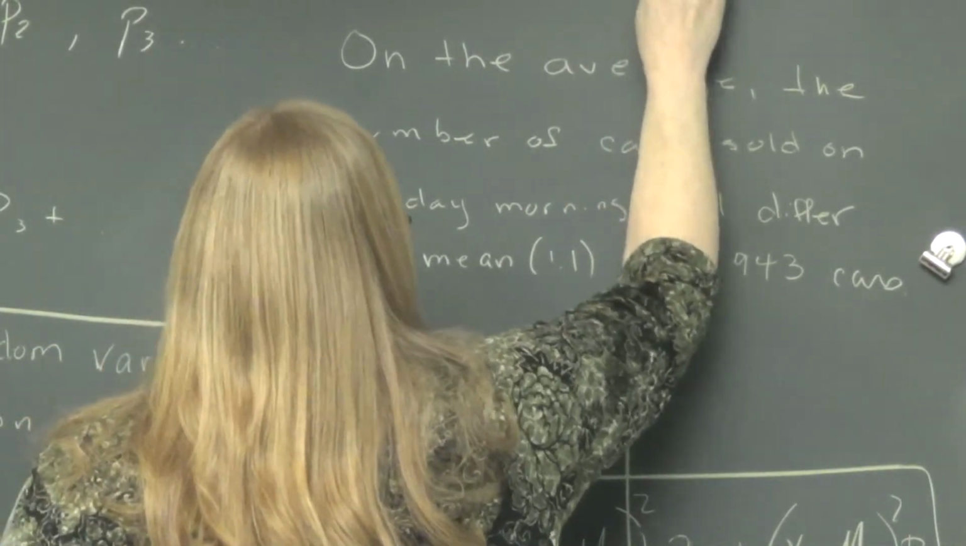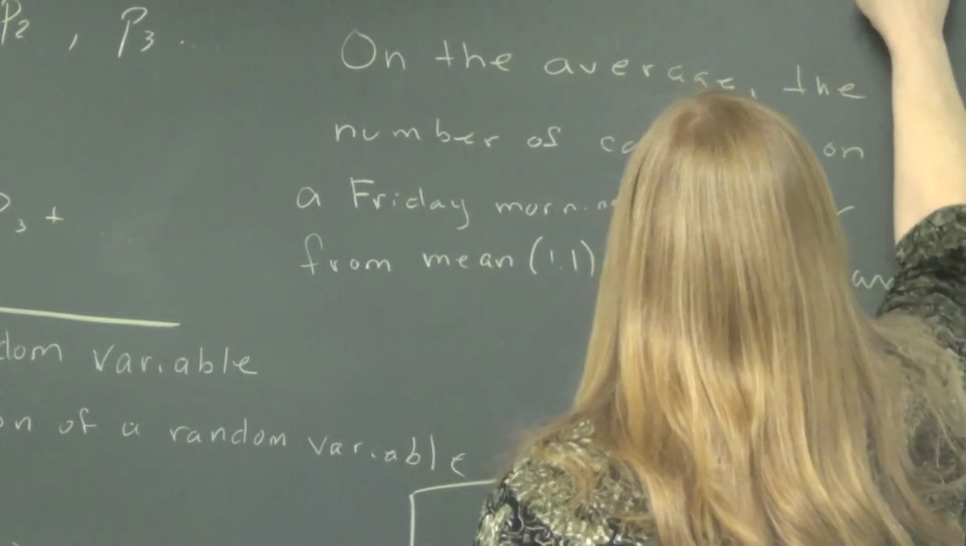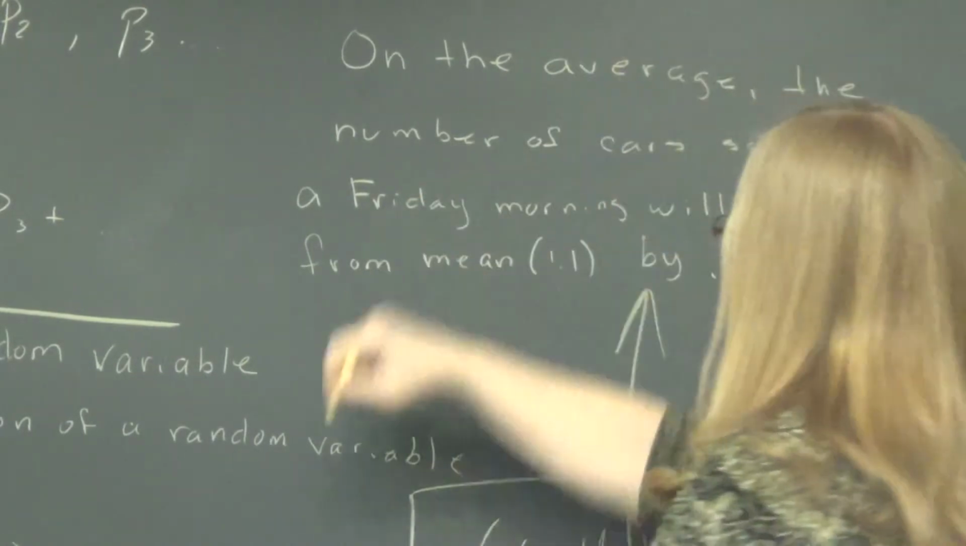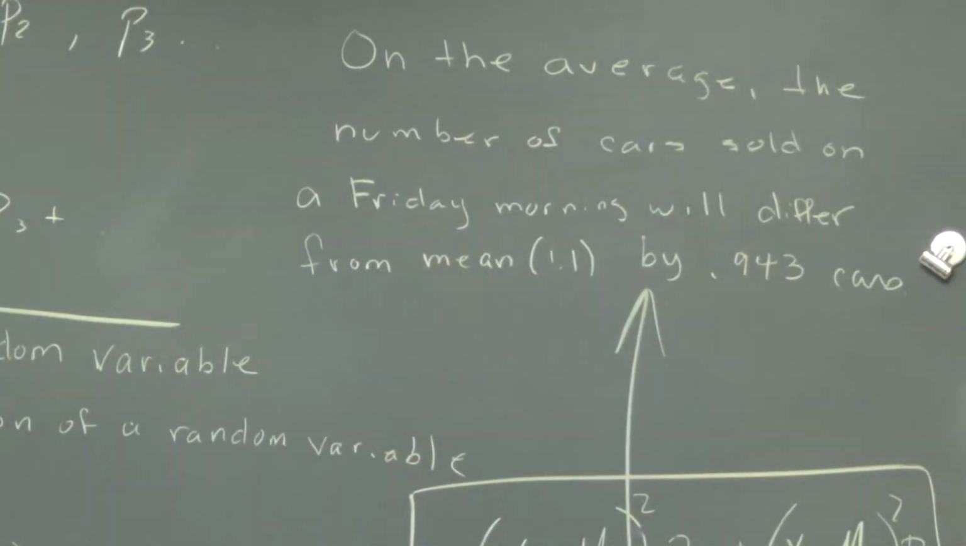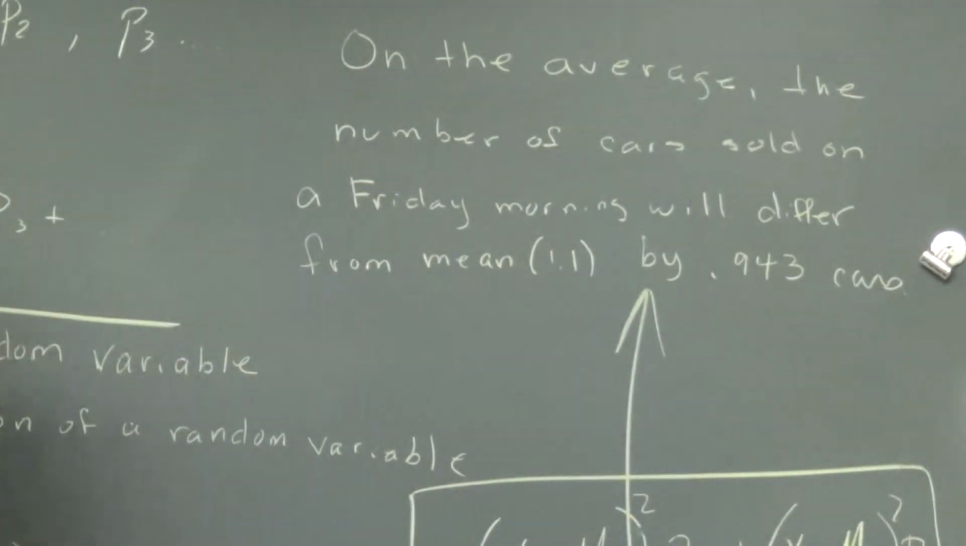The standard deviation was 0.94. This is what it means: on the average, the number of cars sold on a Friday morning will differ from the mean by 0.943 cars.